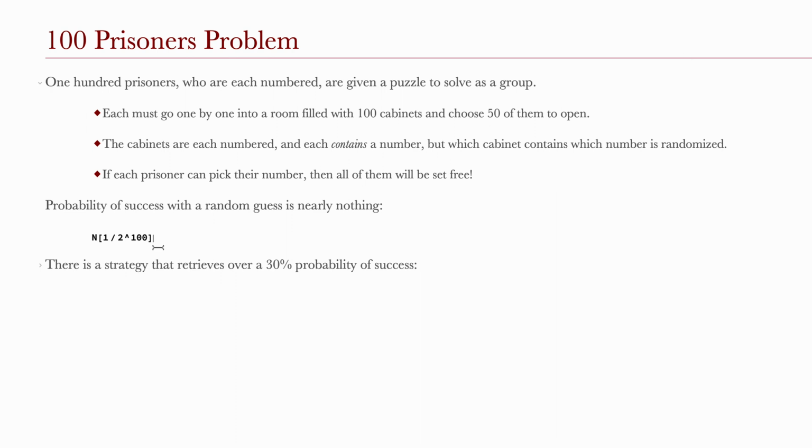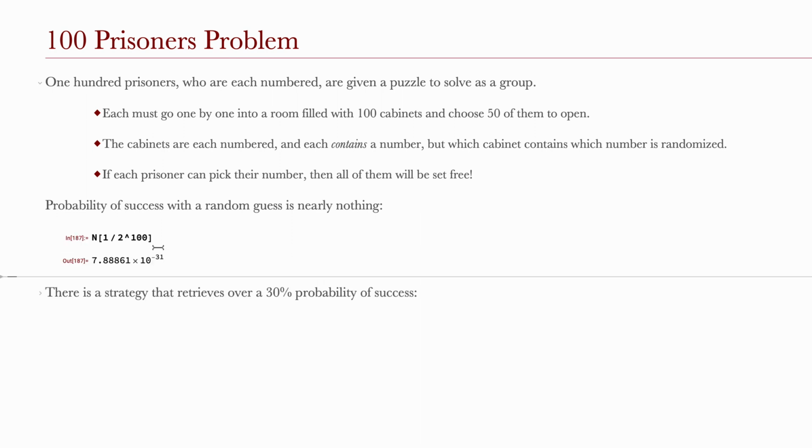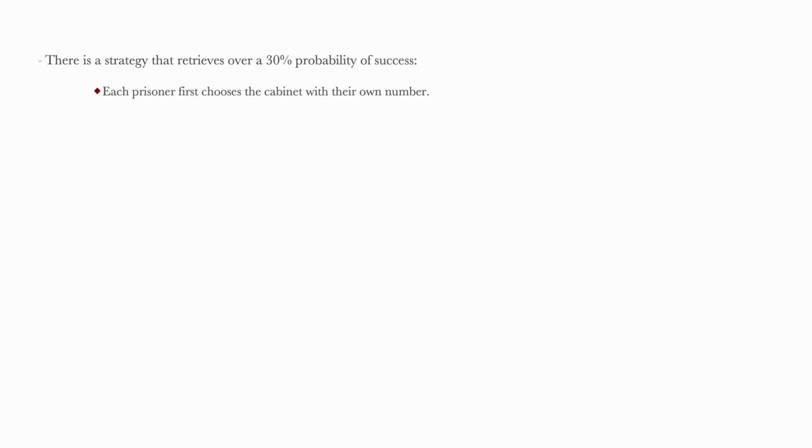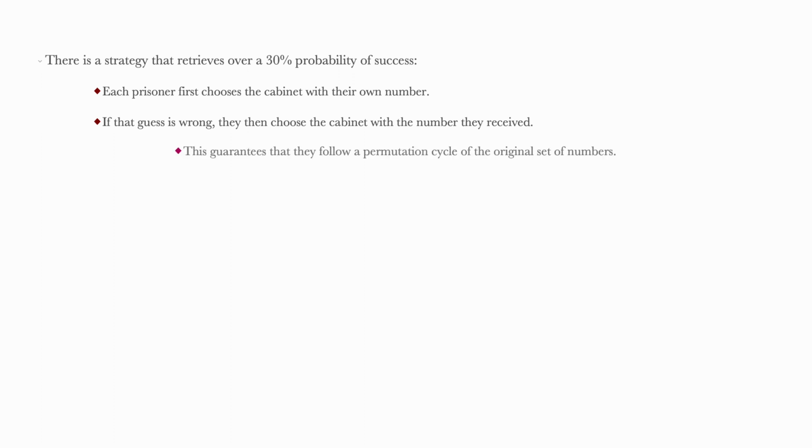You probably already realize this, but the probability of success while guessing randomly is essentially nothing. However, there is a strategy that retrieves over a 30% probability of success. The method follows like this. Each prisoner first chooses the cabinet with their own number. If that guess is wrong, then they choose the cabinet with the number they just received. This guarantees that whatever guesses the prisoners are making follow a permutation cycle of the original set of numbers. With 100 numbers, one permutation can only have one cycle with a size greater than 50.